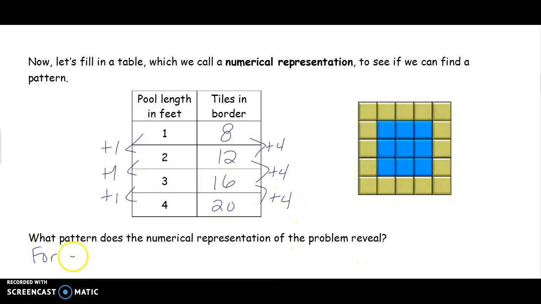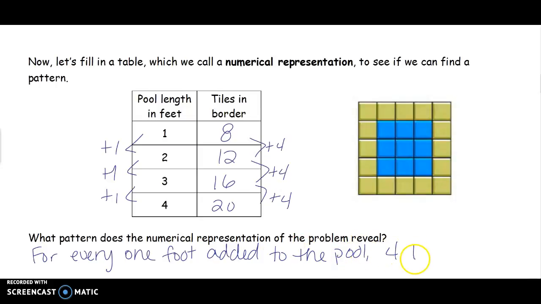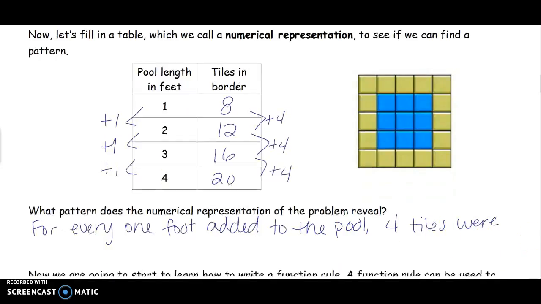So for every 1 foot added to the pool, 4 tiles were added to the border. Okay.